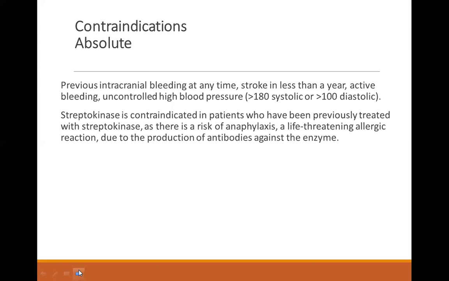And I told you about antibody production. Streptokinase is contraindicated in patients who have been previously treated with streptokinase, because it can produce antibodies, and there's a risk of anaphylaxis, the main life-threatening allergic reaction, due to production of antibodies against the enzyme in the previous stage. So when they have the second dose, they may get anaphylactic shock, and a person can die. It's a really risky situation.